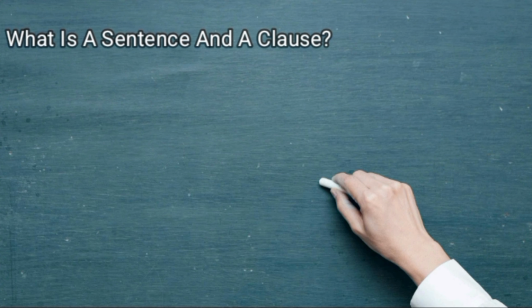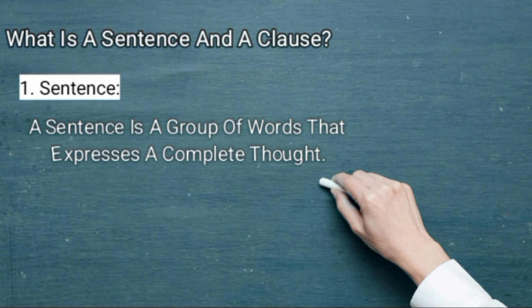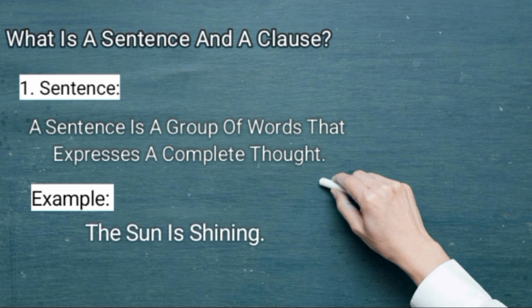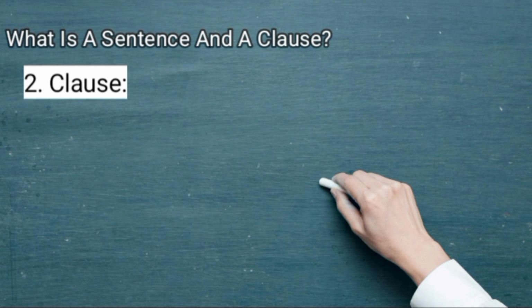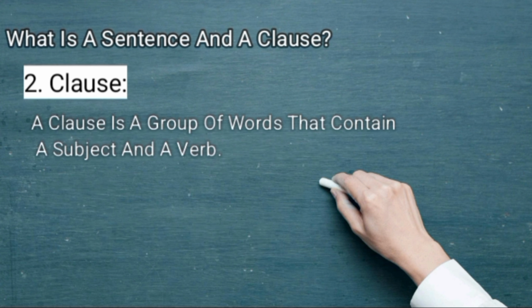Before we talk about sentence types, let's clarify two important terms. 1. Sentence. A sentence is a group of words that expresses a complete thought. Example, the sun is shining. 2. Clause. A clause is a group of words that contains a subject and a verb.